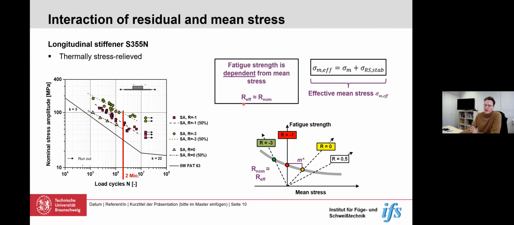Now, when applying the thermal stress relief, the effective stress ratio is approximately as high as the nominal stress ratio. Of course, when thermally stress relieved, some residual stress may remain, and we also have some other effects affecting the mean stress, but it is quite similar, and yes, we see that we have a mean stress dependency.